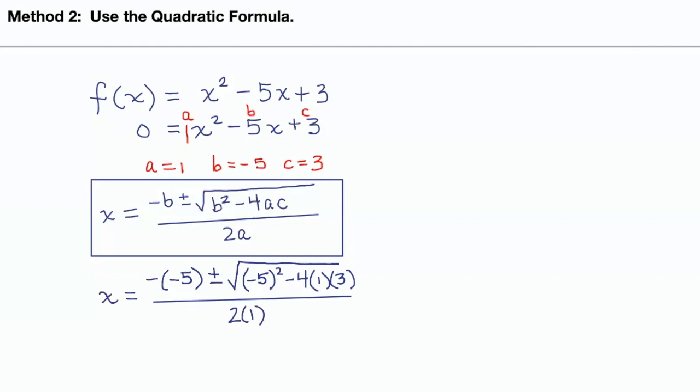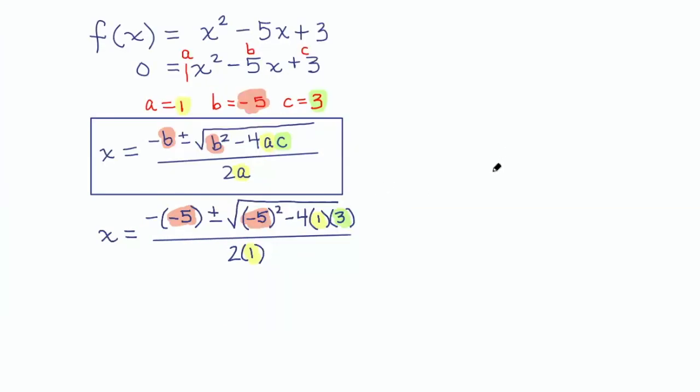And I can go back and add a little bit of coloring to that just to show you. So my a value is 1, goes here and here in the formula. My b value is -5, and that's going to go here and here. And my c value is 3, and is only used once in the formula. Now all that's left is to do some simplifying and some calculating.